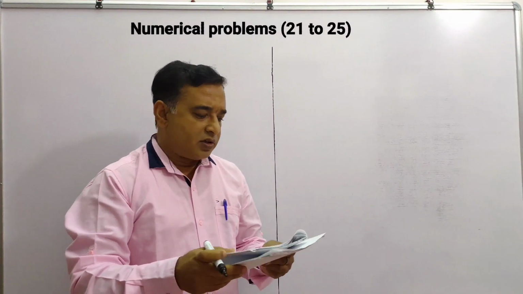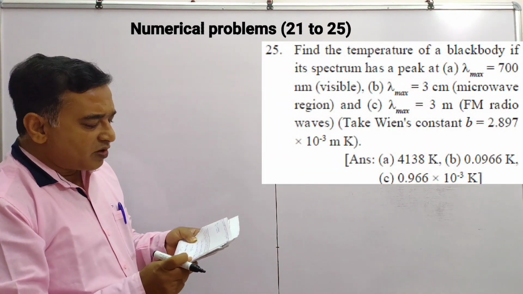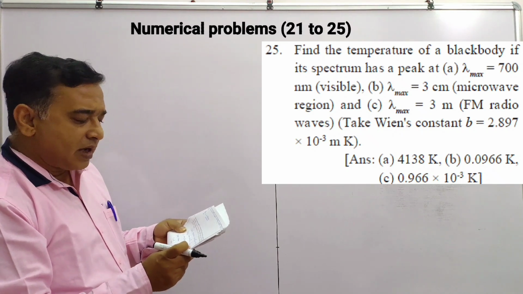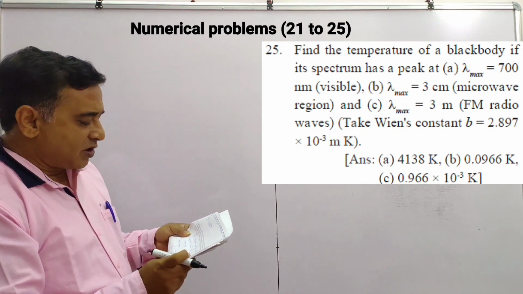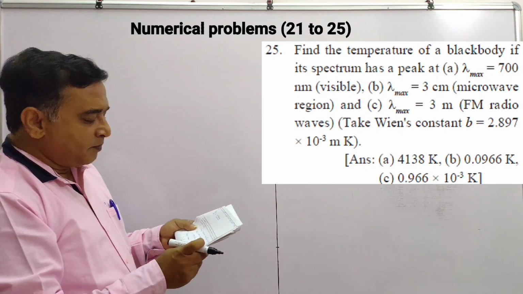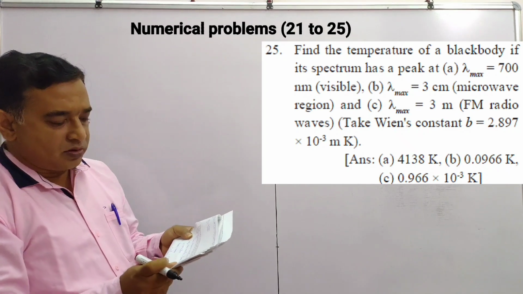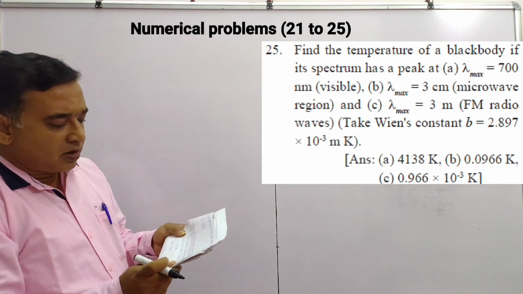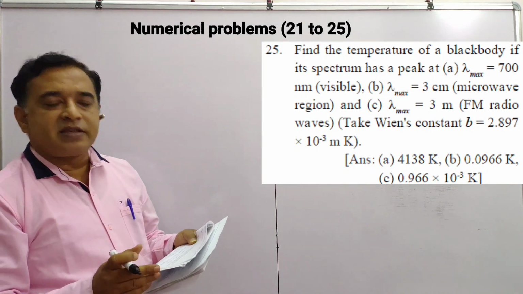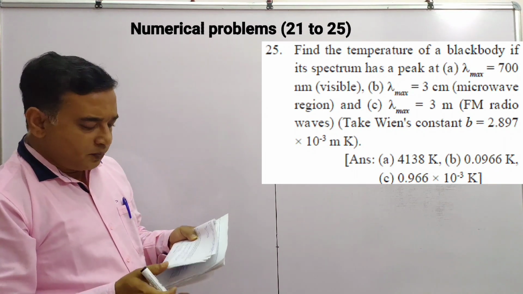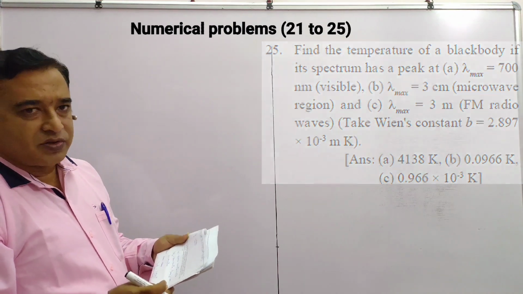Okay. Let us start the last problem, that is problem number 25. Let us read that one. Find the temperature of a black body if the spectrum has a peak at, A, lambda max is equal to 700 nanometers, that is visible light, the visible spectrum. B, lambda max is equal to 3 centimeter, it lies in the microwave region. And C, lambda max is equal to 3 meter, which is FM wave. Take Wien's constant as 2.897 into 10 raised to power minus 3 meter Kelvin. So let us calculate the temperatures at those regions.